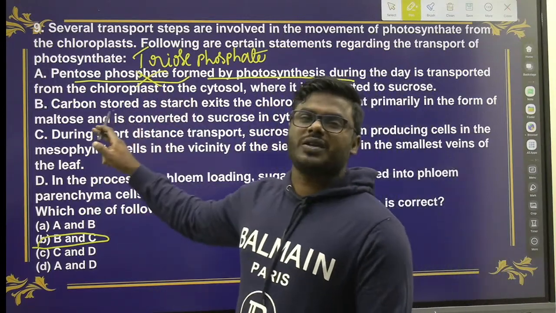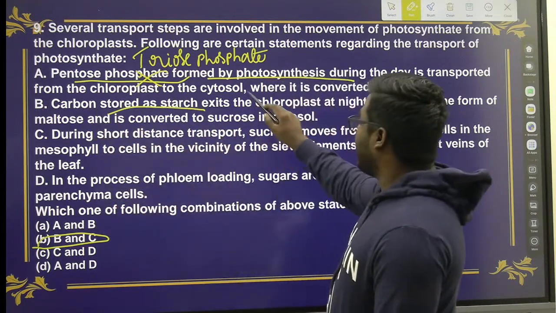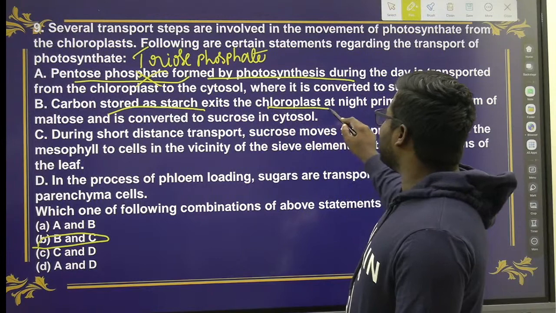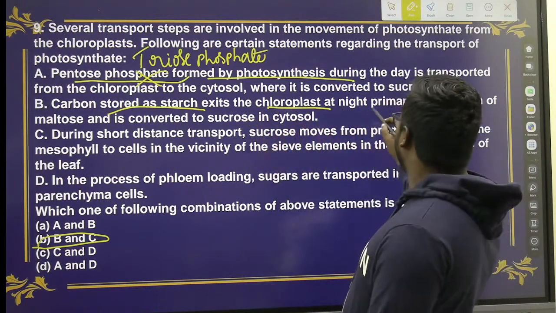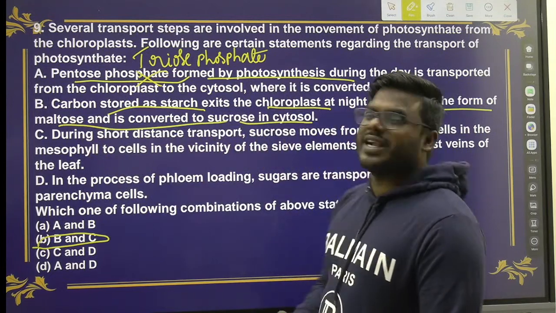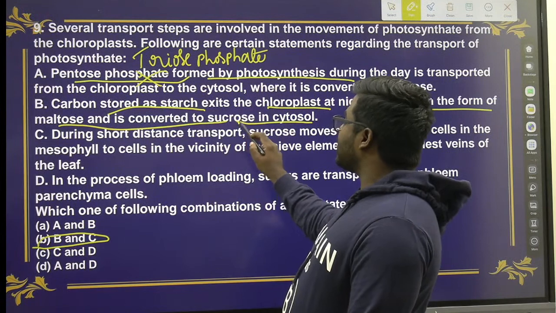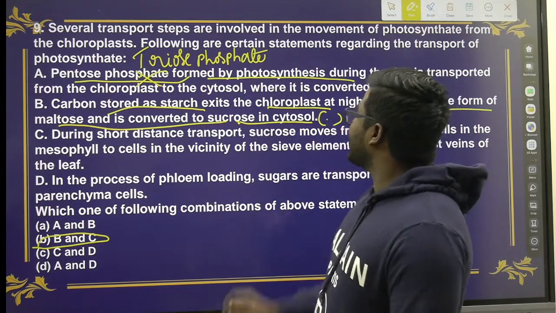Now you look into option B. Carbon stored as starch, which is a polysaccharide, exists in the chloroplast, and at night, in the form of maltose, it is converted into sucrose in the cytosol. Because we read very clearly, the site of production of sucrose is where? Obviously in the cytosol only.